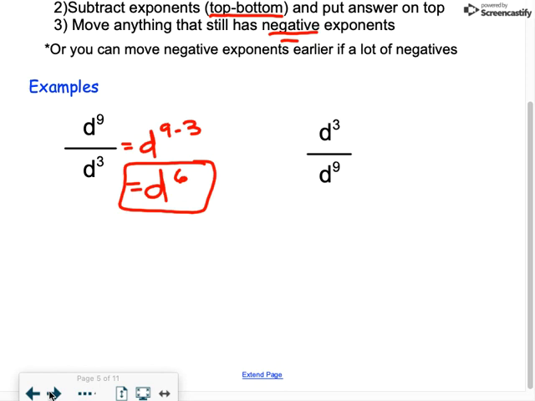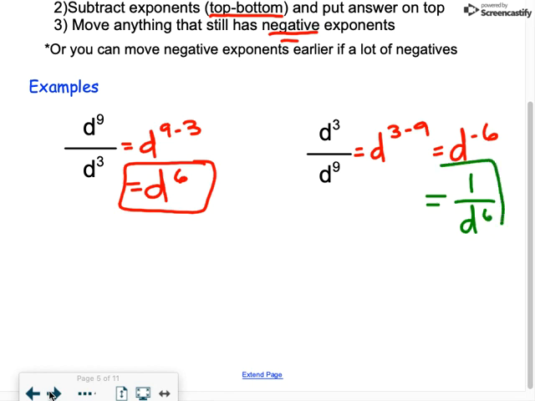And now we look at this one. Notice, we're going to do this the same way: numerator minus denominator, top minus bottom. And now notice this time we get d to the negative 6th. All this means is we have one extra step to go. We have to go 1 over d to the 6th.